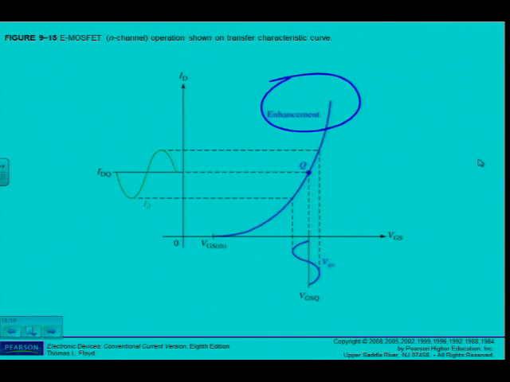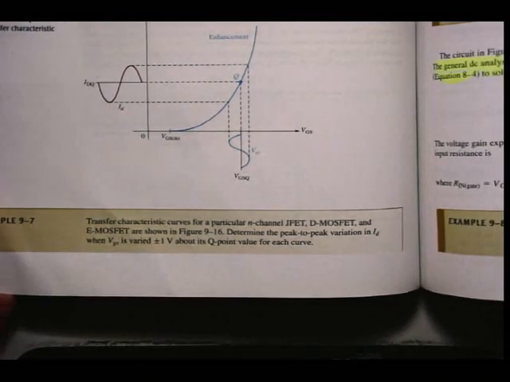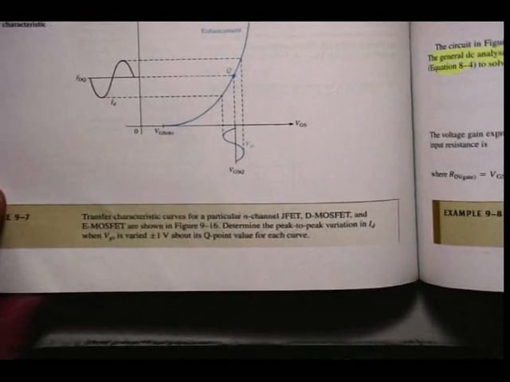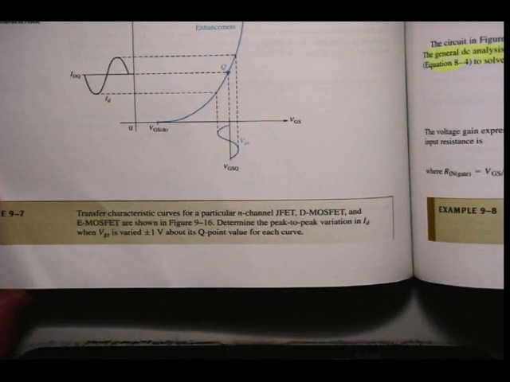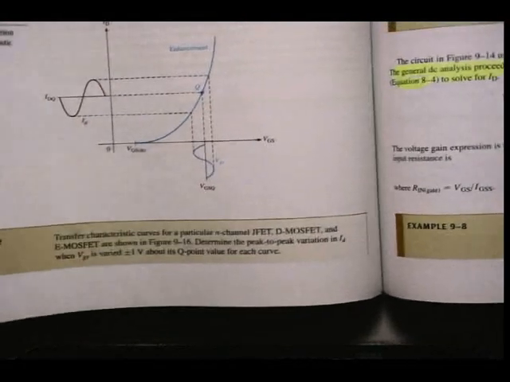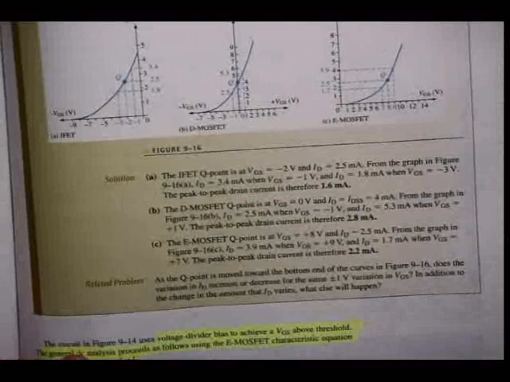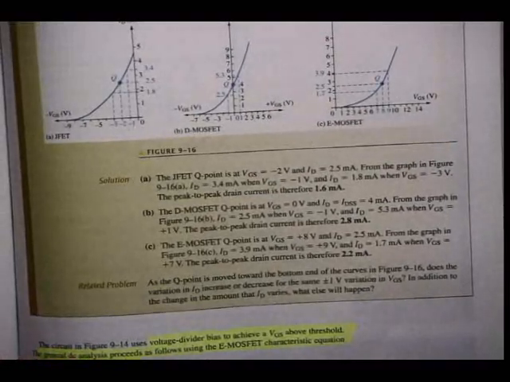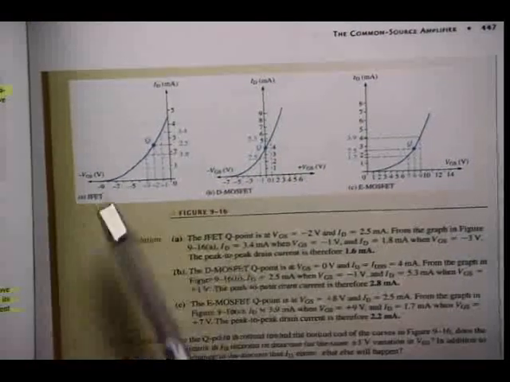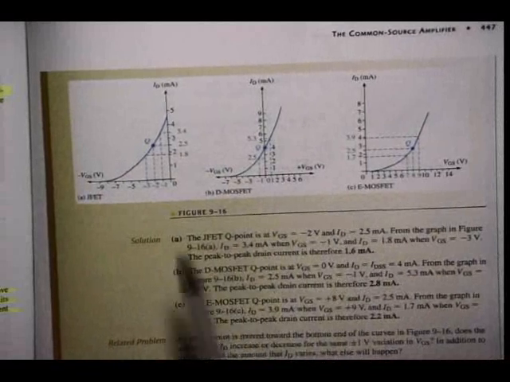Alright, at the bottom of page 446, example 9.7, transfer characteristic curves. Transfer characteristic curves for a particular N-channel JFET, D MOSFET and E MOSFET are shown in figure 9.16. Then they ask to determine the peak-to-peak variation in ID when VGS is varied plus minus 1 volt about its Q point value for each curve. So in comparison then, you can see the three different curves there, for the JFET, the D MOSFET and the E MOSFET. Then I can go and calculate.